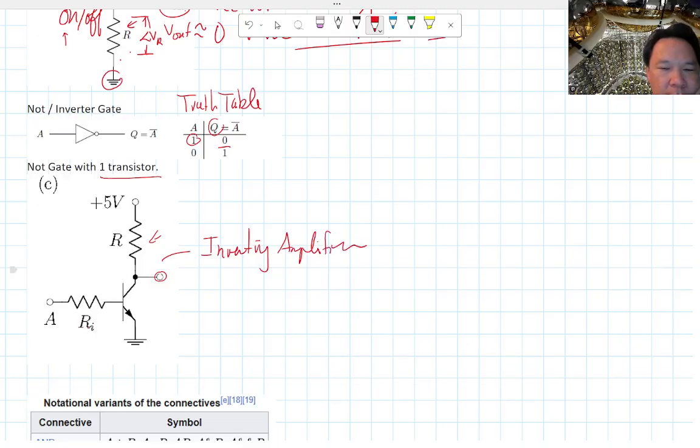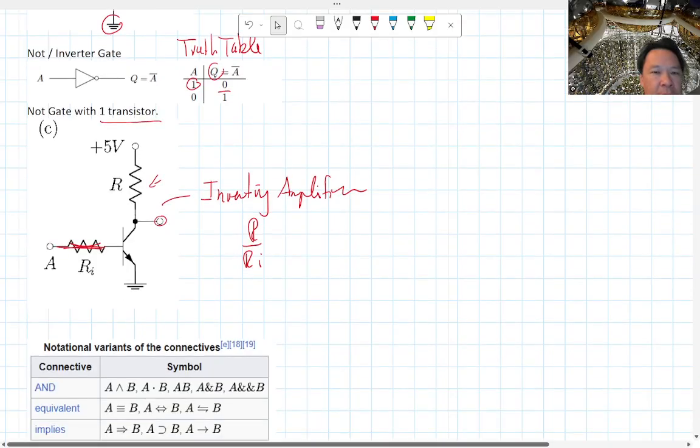And the amplification is basically R over Ri here, but if you just remove this Ri, so make Ri equal to 0, you get technically infinite gain, but you know that the gain is going to be railed against your voltage supply, in this case 5 volts. So that's why it gives you the opposite. Whenever A is at 5 volts, the V out is going to be 0. Whenever V in is 0, the output is going to be at 5 volts.